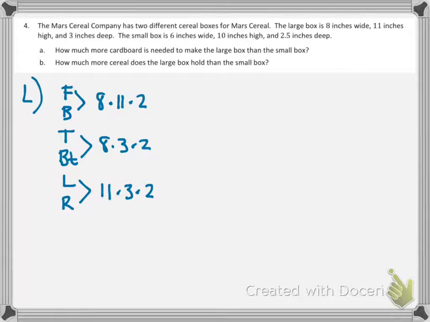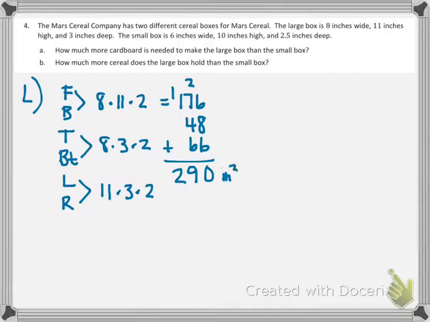So 8 times 11 is 88, times 2 is 176, so we've got 176. 8 times 3 is 24, and 24 times 2 is 48, so we'll have that for the top and bottom. 11 times 3 is 33, times 2 is 66, so that is the right and the left side. Add those together, and we get 290 square inches for the large box.